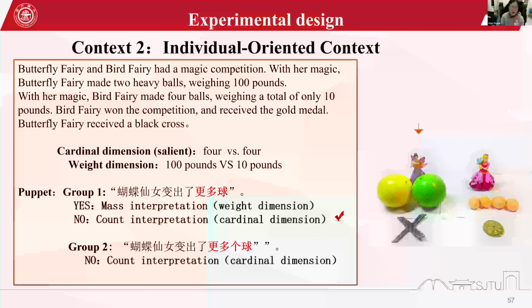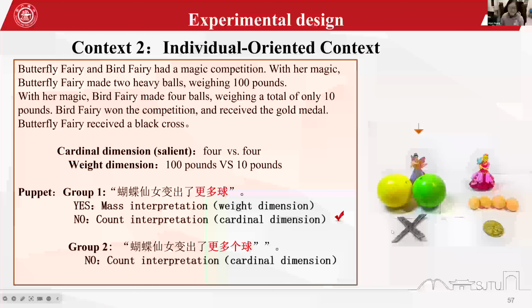And moreover, we provide another context, which we call individual-oriented context. We hope to trigger the count interpretation. So the scenario is like this: the butterfly fairy and the bird fairy had a magic competition. So with the magic, the butterfly fairy made 2 heavy balls, weighing 100 pounds. With her magic, the bird fairy made 4 balls, weighing a total of only 10 pounds. So the bird fairy won the competition and received a gold medal, and the butterfly fairy received a black cross.